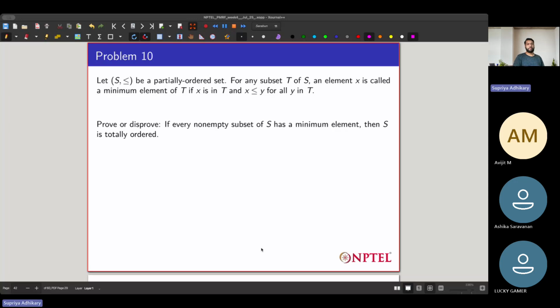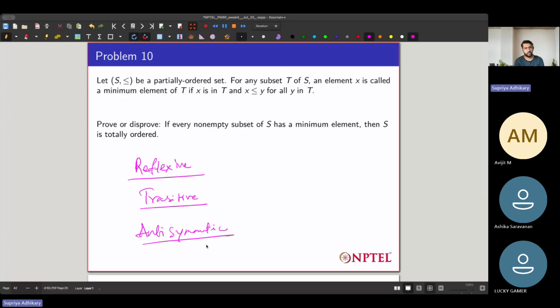Let's go to problem 10. In problem 10, we are given a partially ordered set. So a partially ordered set has to satisfy three properties: one is reflexive, transitive, and antisymmetric. The symmetric relation was that if (A, B) belongs to this relation R, then (B, A) should also belong to the relation R. What antisymmetric says is that if (A, B) and (B, A) both belong to a relation R, then we must have A equal to B. So that's what an antisymmetric relation is.